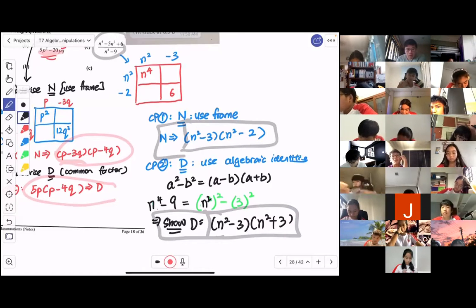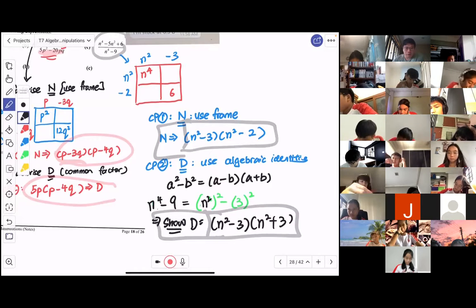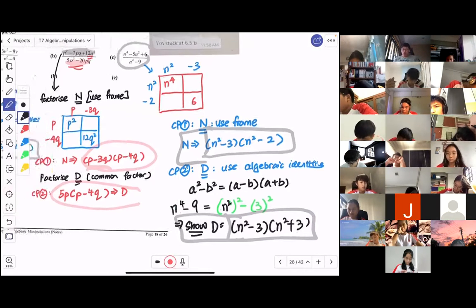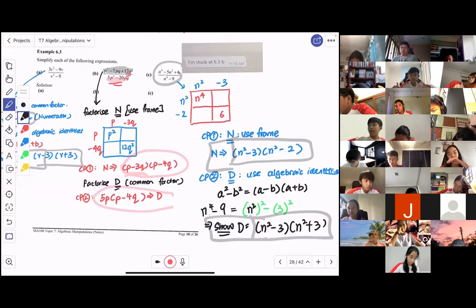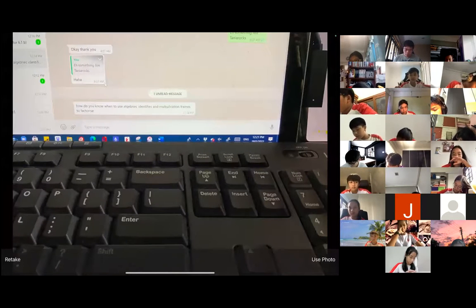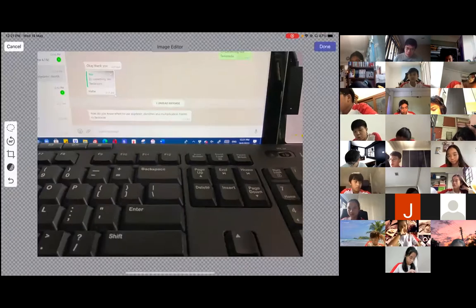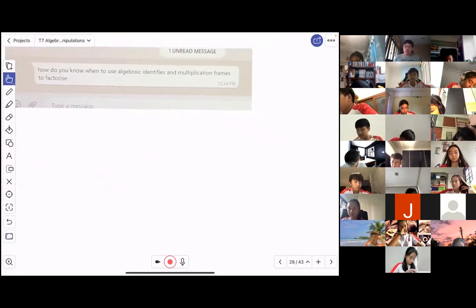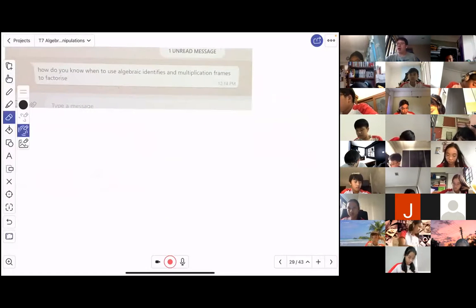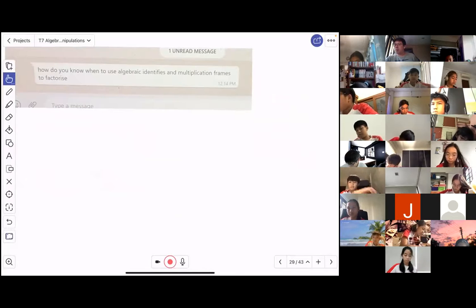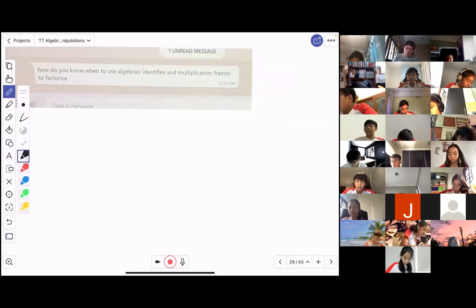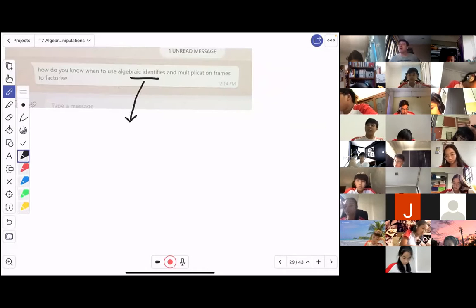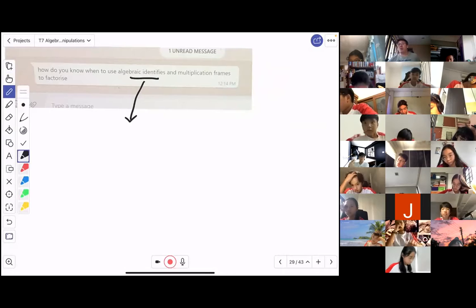One student asked, how do you know when to use algebraic identity and multiplication frame to factorize? Good question. To do this, first of all, for identities, you must recognize. Where's the student who asked? I'm looking at you, yeah.